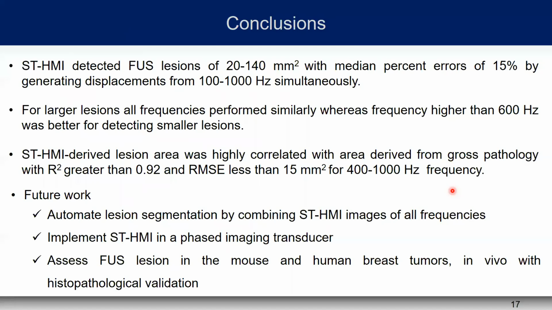So in conclusion, in this work, we show that STHMI can detect lesions of different sizes from 20 to 144 millimeter square by collecting data simultaneously from 100 to 1000 Hz. For a larger lesion, all the frequencies perform similarly, whereas frequencies higher than 600 Hz were better for detecting a smaller lesion. STHMI-derived area was highly correlated with area from the gross pathology with R square greater than 0.9 and an RMSE less than 15 millimeter square.